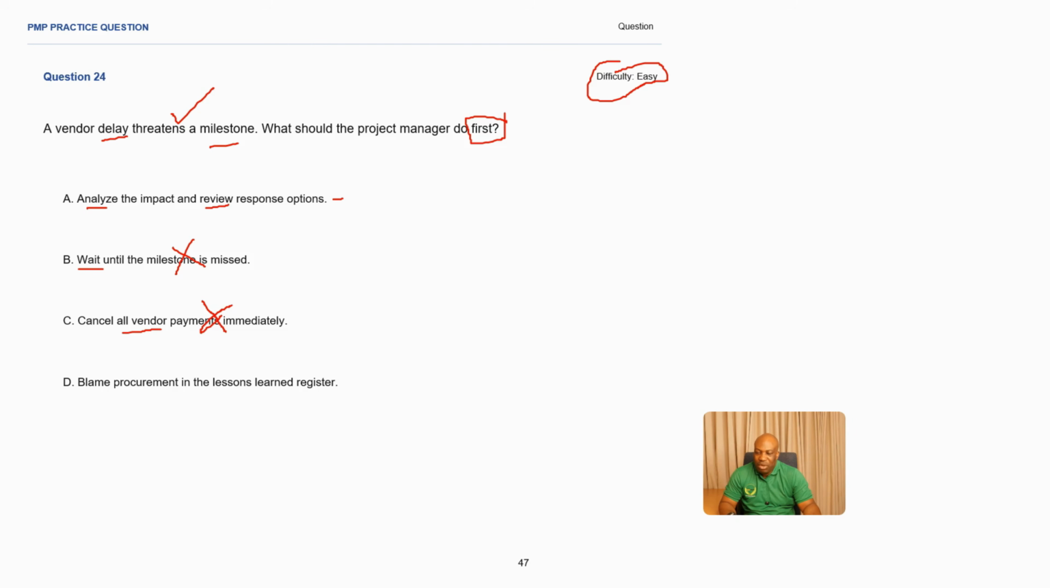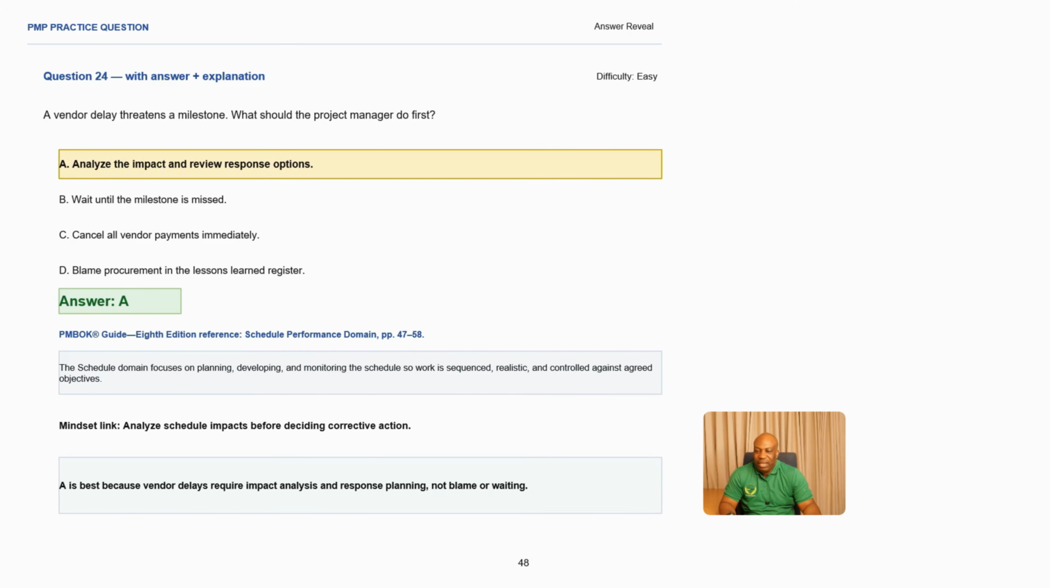Blame procurement in the lessons learned register. You don't blame people in a project environment. Try to understand, evaluate the problem, and come up with a solution. Making A the best answer in this scenario. You need to analyze, which is good, get more information on the impact, and review the response. You're also getting information when you review the response.